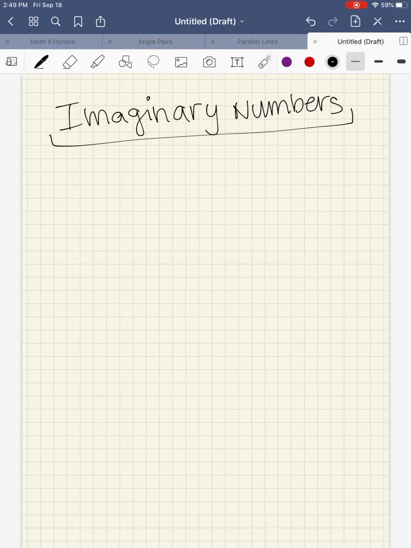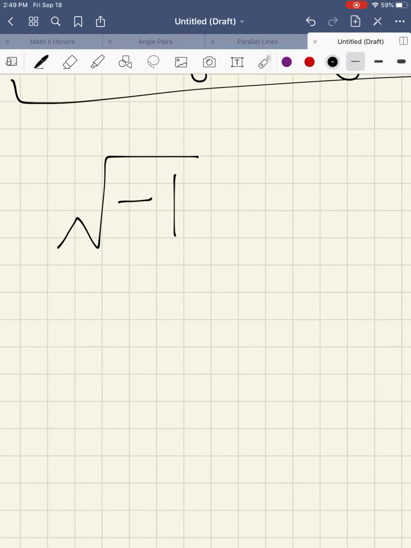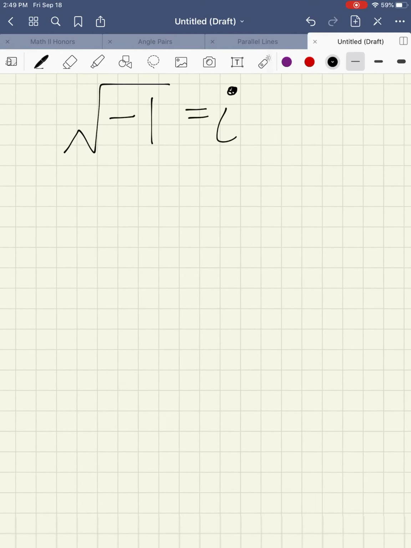You've probably heard of imaginary numbers before, and they won't play too big of a part in our unit, but I did want to remind you of what they were. So an imaginary number, it's not actually imaginary. It has a definition. So you usually can't take the square root of a negative number. So we call the square root of -1 i. So that's all it is. That's what an imaginary number is.